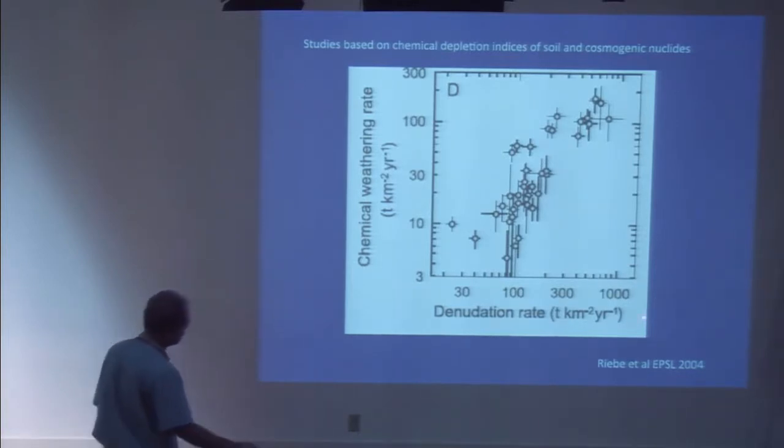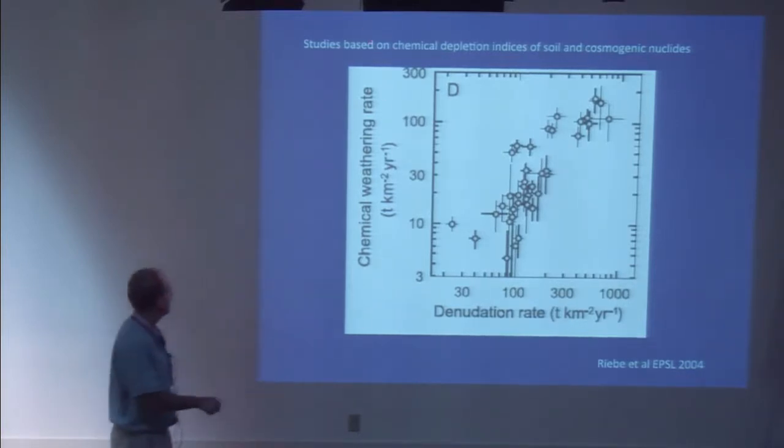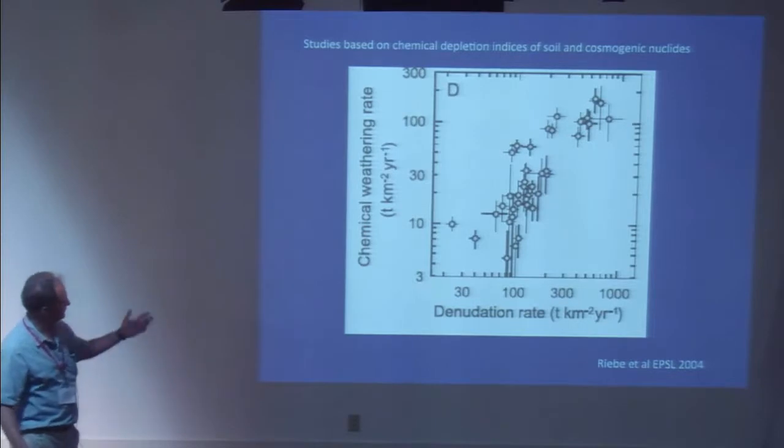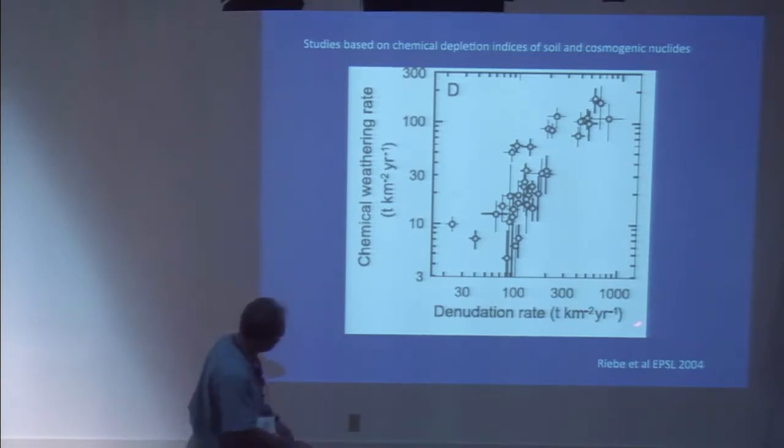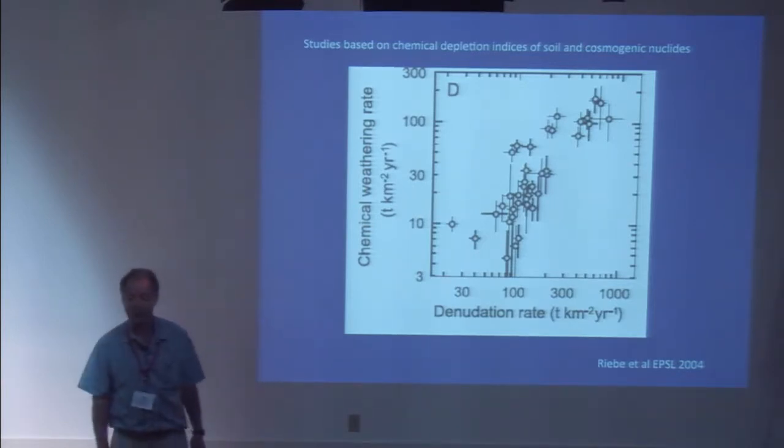So they got a denudation rate of the surface versus a chemical weathering rate, a bunch of different granitoids around North America, I don't know where all else. And you can see there's a pretty good correlation here, right? Chemical weathering rate in their study scaled pretty well with denudation.